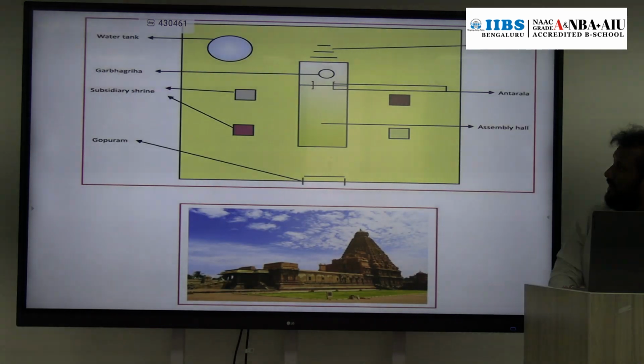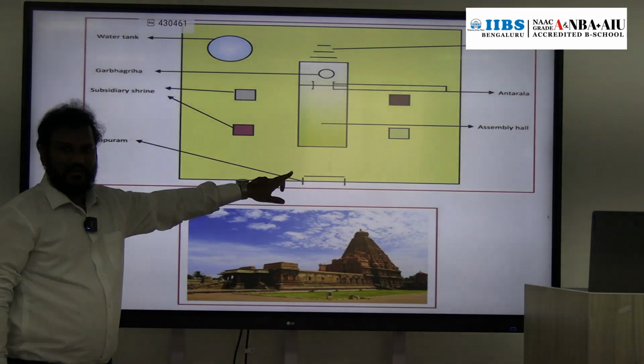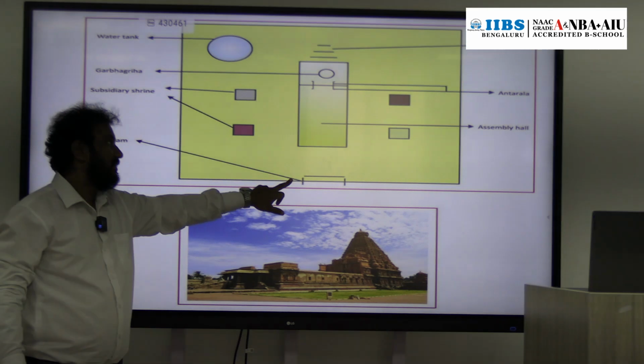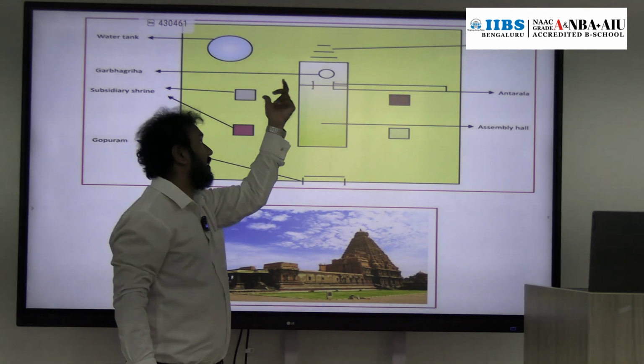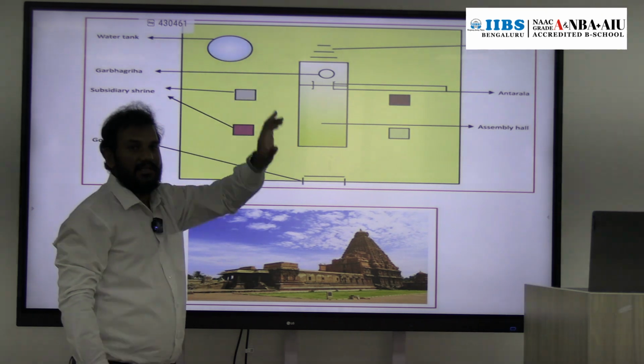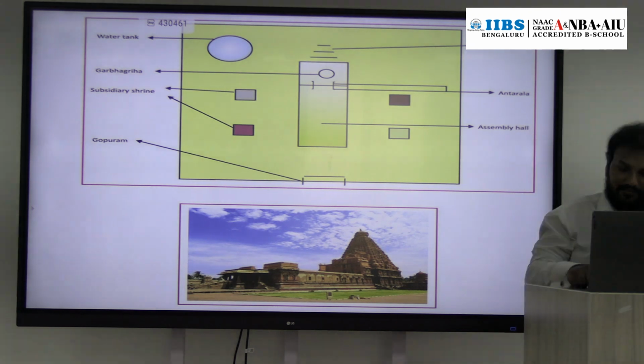See here, the entrance gateway, Gopuram, main shrine we have, assembly hall we have, Antrala we have, a Vimana, and a subshrine, and there is a water body which is present. Now check.